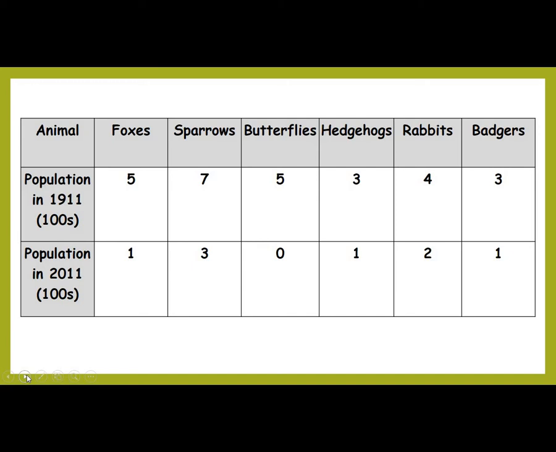What kind of data is this? You've got a row of numbers for the number of foxes, sparrows, for the number of each type of animal living in an area in 1911. And you've got a row of numbers for the number of each animal living in the same area in 2011. So this data is 100 years apart, and the information is in hundreds. So, for example, in 1911 there were 500 foxes living in the area. By the year 2011, there were only 100 foxes living in the area.